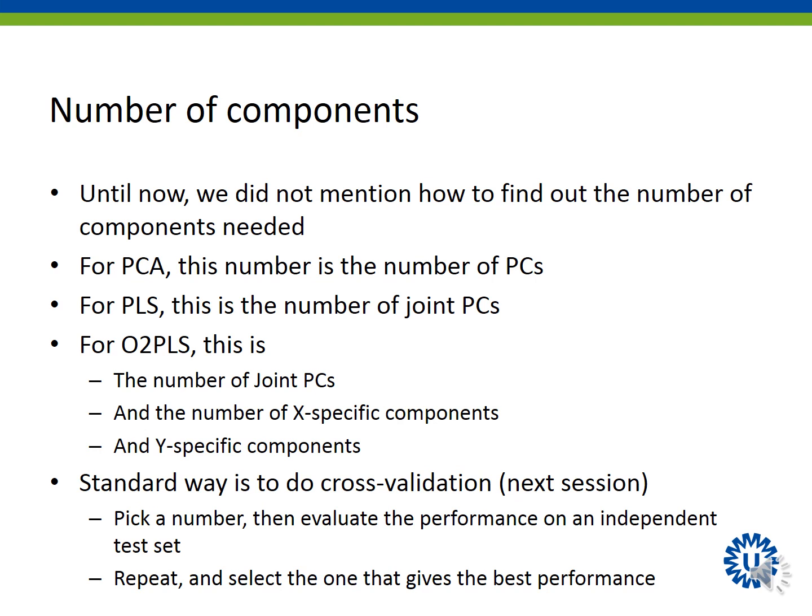Cross-validation, very roughly said, works as follows. You pick a number for, let's say, the joint PCs. You evaluate the performance of PLS or PCA or O2PLS on an independent test set. And you do this a lot of times, and you do this for different numbers of components. And then you compare which number of components gives you the best performance. And that's then the optimal number of components.